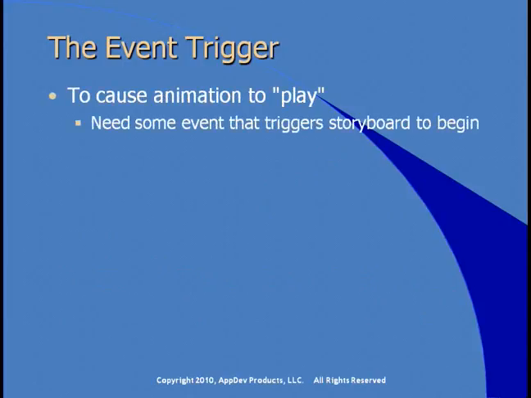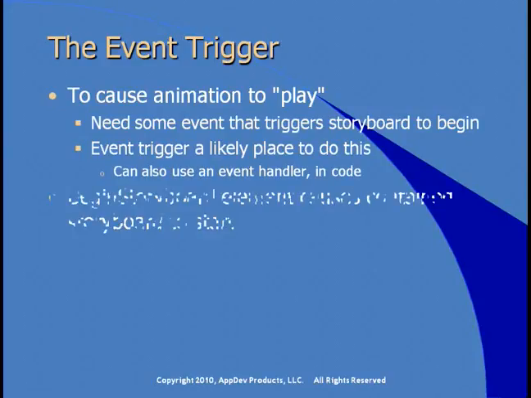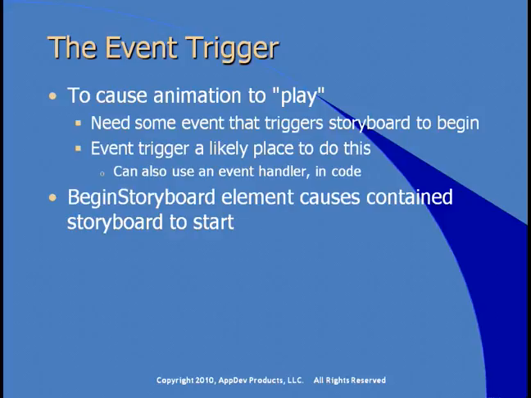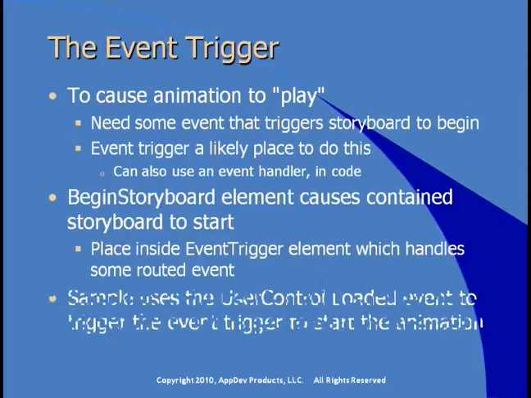Now we had to have some way to cause the storyboard to play. To cause the animation to play, we need some event that triggers the storyboard. An event trigger is a likely place to do this, and you could also use an event handler in code, and we'll see an example of that coming up. The begin storyboard element causes the contained storyboard to start, to begin running. You place that inside an event trigger element which handles some routed event. The sample uses the userControl.loaded event to trigger the event trigger to start the animation.